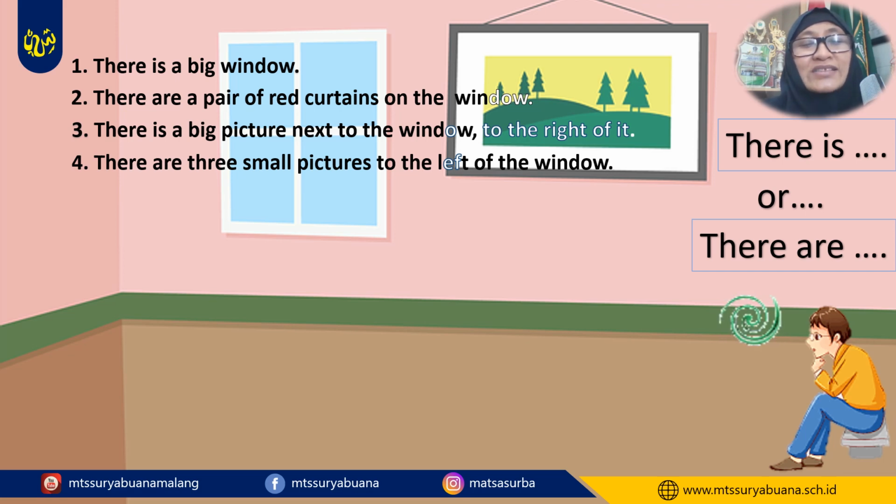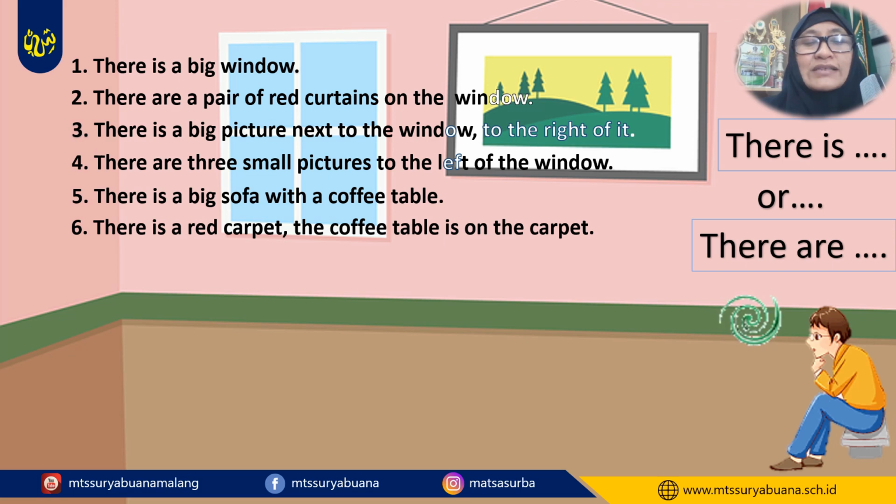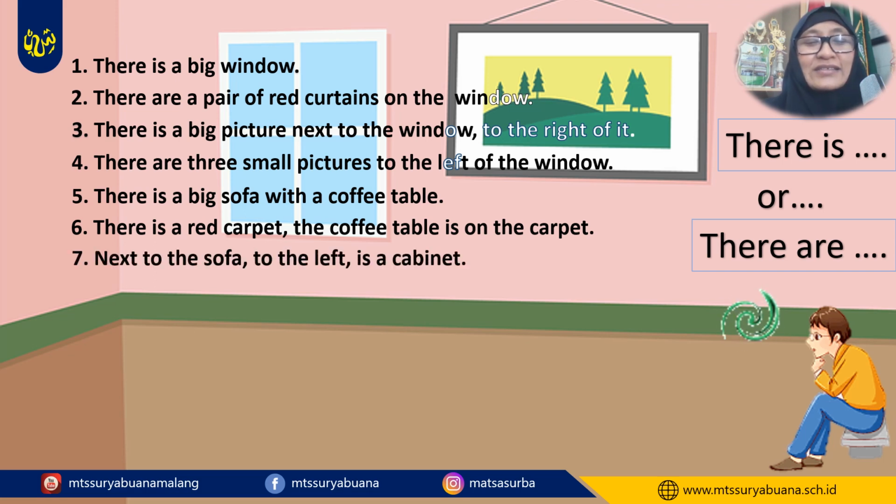There are 3 small pictures to the left of the window. Well, there are 3 means that more than one, right? Okay. Number 5. There is a big sofa with a coffee table. Okay, only one sofa and one coffee table. And then there is a red carpet. One red carpet only. Okay, next.